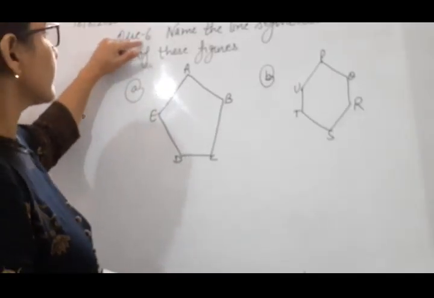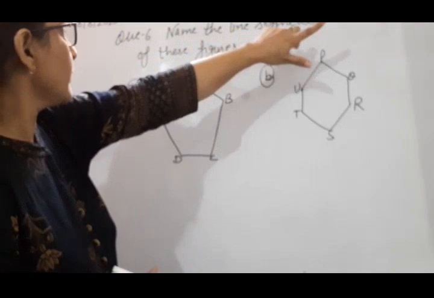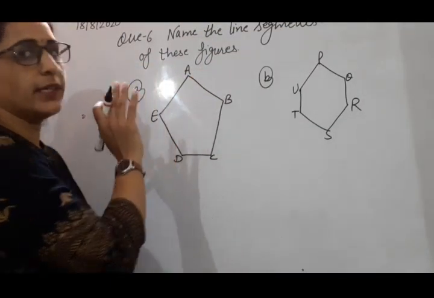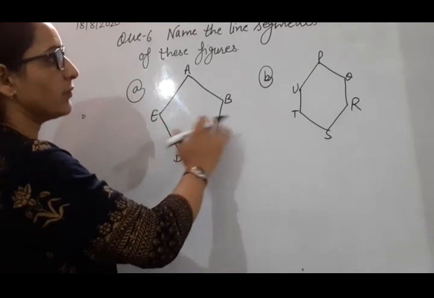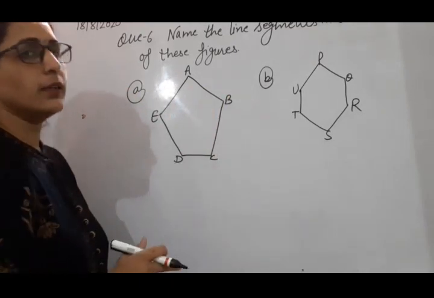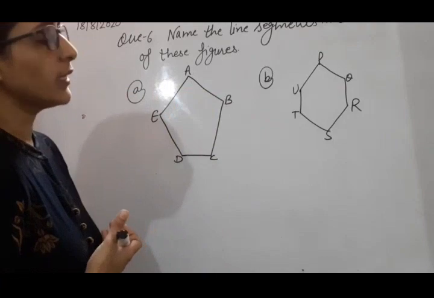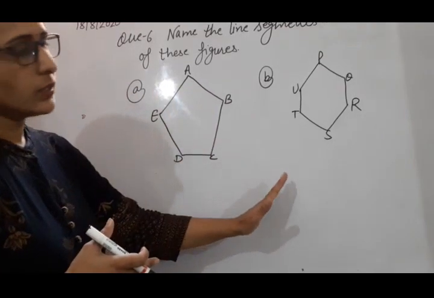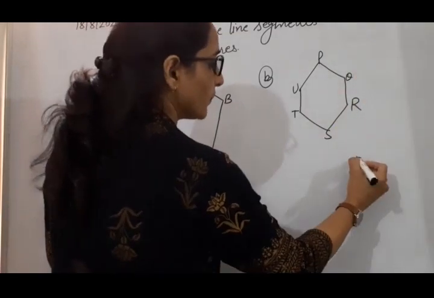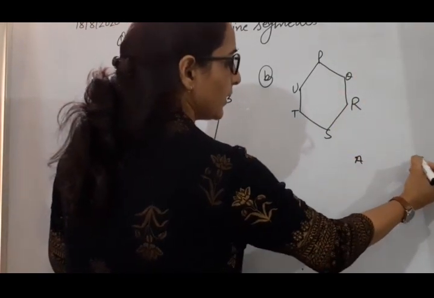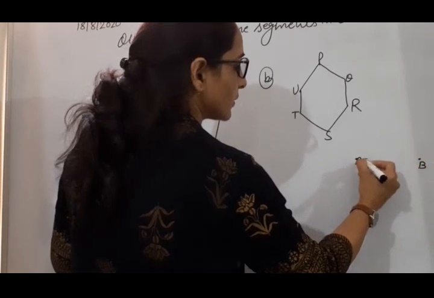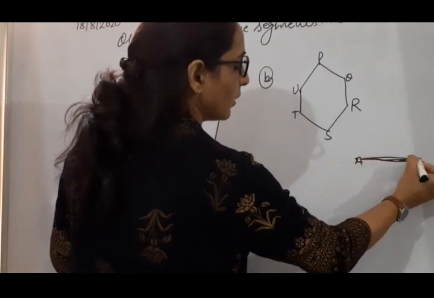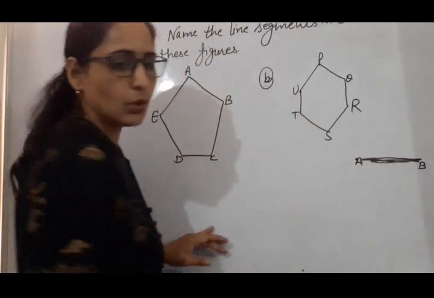Now question number 6 is: name the line segments in each of the following figures. Here we will write the name of the line segment given in both figures. What is a line segment? You know very well, it is the straight path moving from one point to a second point. The line segment here has points A and B. This is the straight path, the distance between these two points.